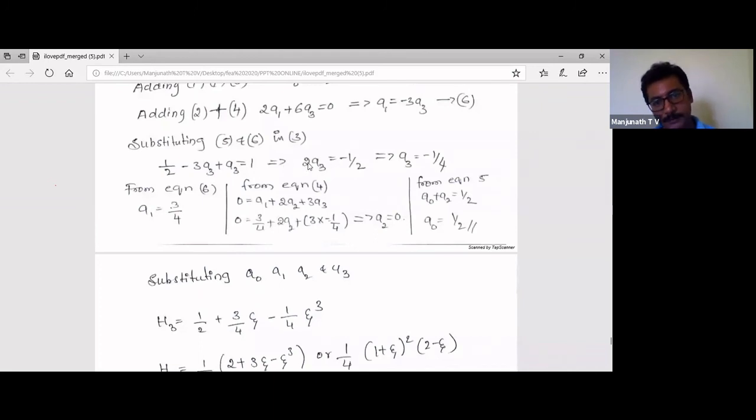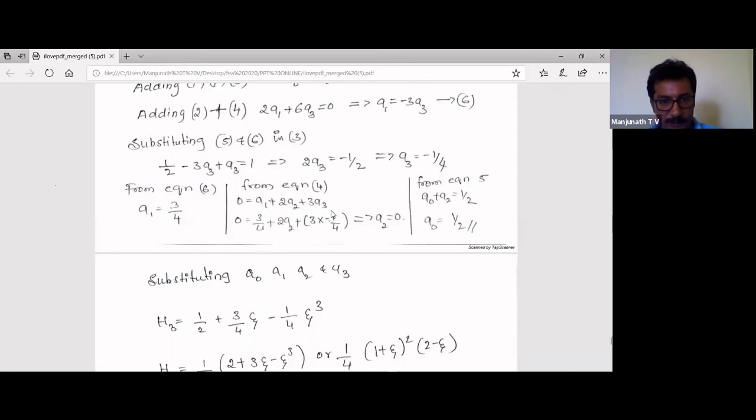Then take it in left side, it becomes plus 2a3, which is equal to minus 1 by 2. So that a3 is equal to minus 1 by 4. Once you have the a3 value, minus 1 by 4, then a1 is equal to minus 3a3. Substituting the a3 value here, you are going to get a1 equal to plus 3 by 4.